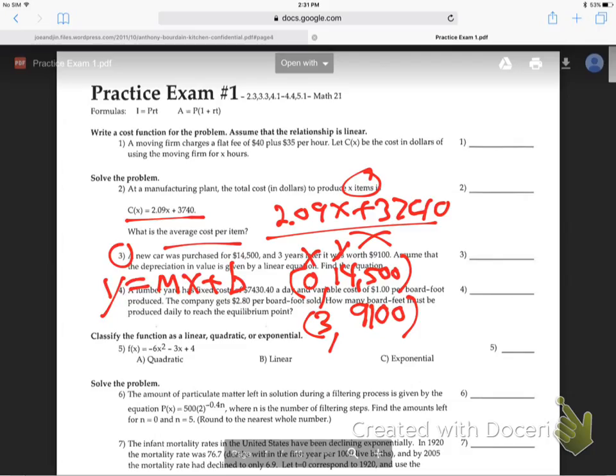If we're doing it on a calculator, we do exactly what we just did, but only entering those 2 points. L1 would be 0 and 3. L2 would be 14,500 and 9,100. Like that. And then you get some kind of equation.